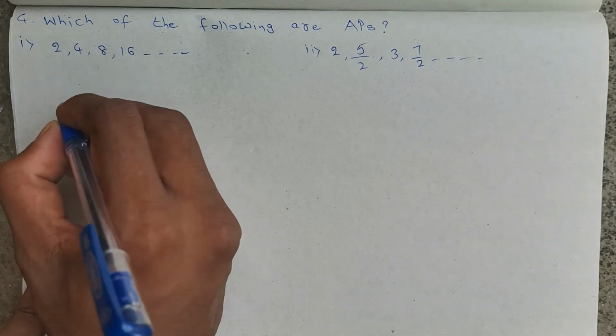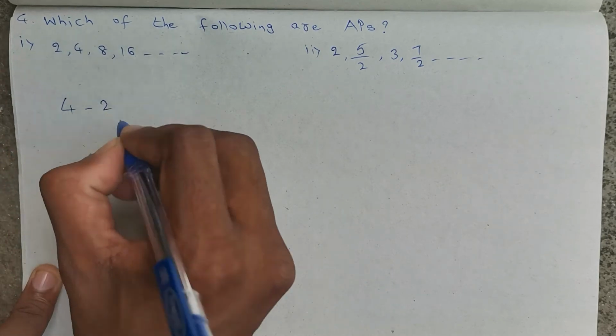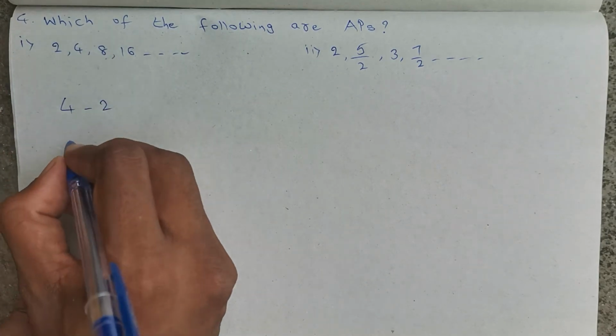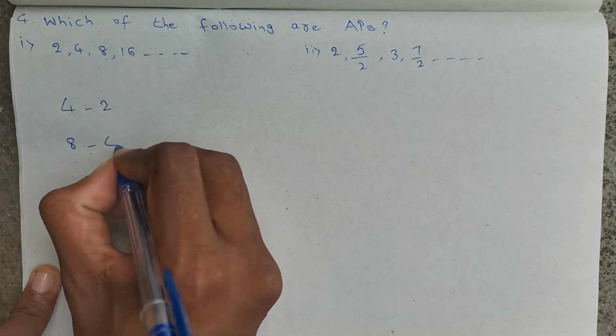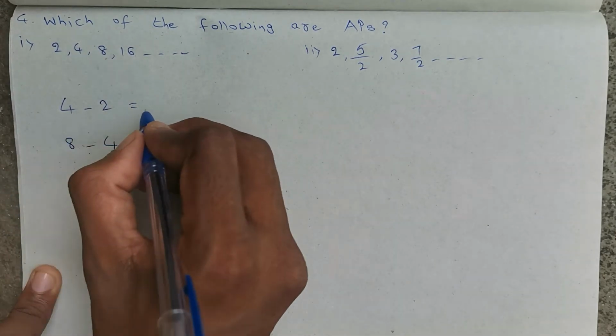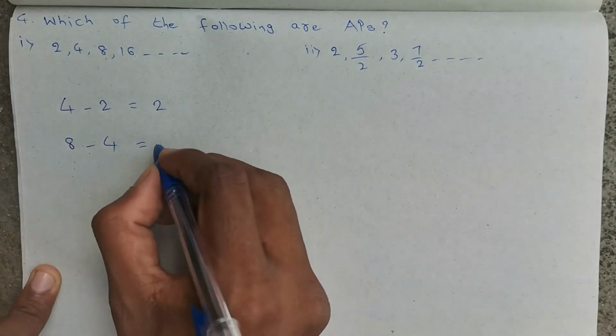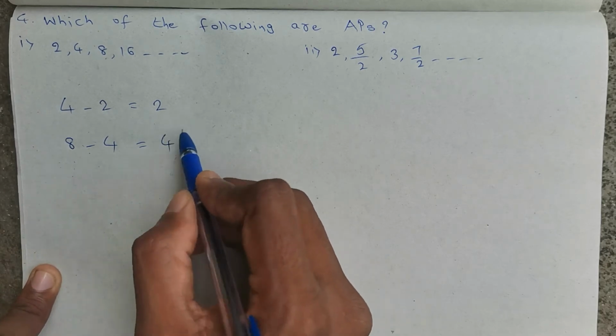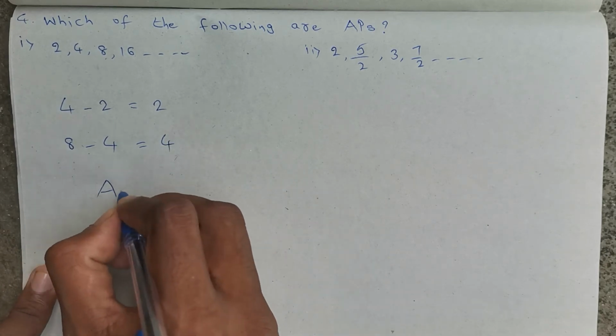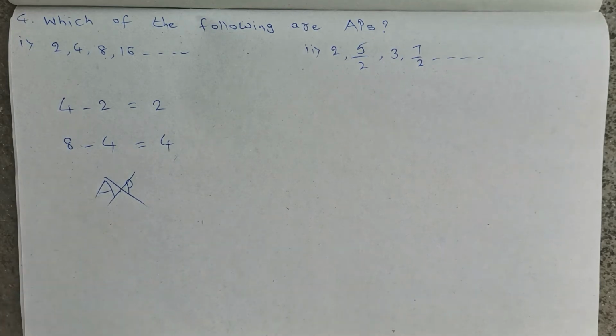Here the second term is 4 minus the first term 2. The third term is 8 minus the second term 4. Let us do the subtraction. 4 minus 2, 2. 8 minus 4, 4. Here the common differences are different. So that's why it is not an AP.